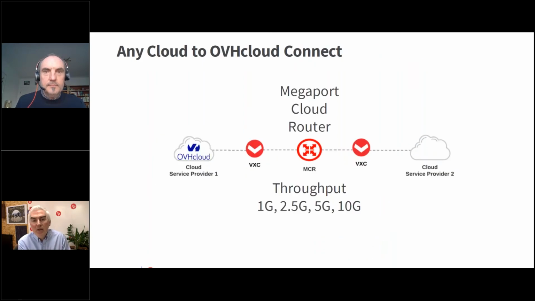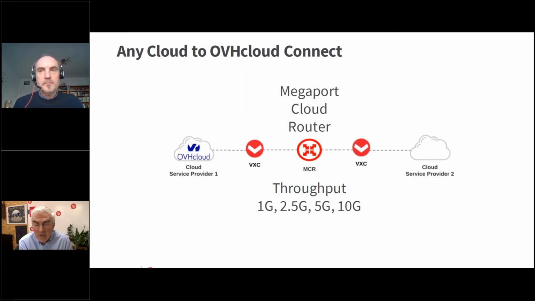Okay, so let's go ahead and look at the Megaport Cloud Router option. In this case, what we're showing in this diagram is connecting from OVHcloud on the left through the Megaport Cloud Router in the middle to another cloud provider on the right. We can also connect other things to this Megaport Cloud Router, like connecting back to on-prem to give you hybrid multi-cloud. And like I said earlier, we've got multiple different speeds for the MCR as well, starting at 1 gigabit per second throughput right the way up to 10 gigabits per second.